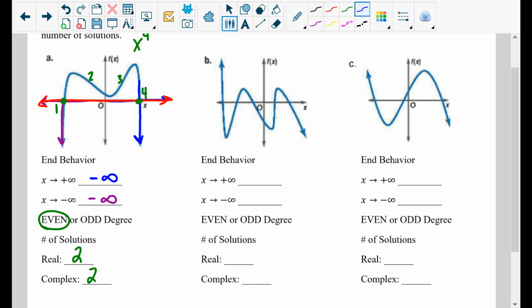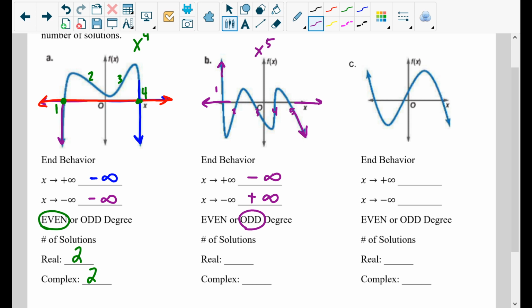Let's take a look at B. You can see as x increases, as x goes to infinity to the right, our graph is going down, so we're going to negative infinity. As the graph approaches the left side, going to negative infinity, what's our graph doing? The graph is increasing, so we're going up to positive infinity. So here you can see the graph going different directions. That means this is an odd degree. And what would that degree be? Well, this would be 1, 2, 3, 4, 5. So this is x to the 5th, an odd number.